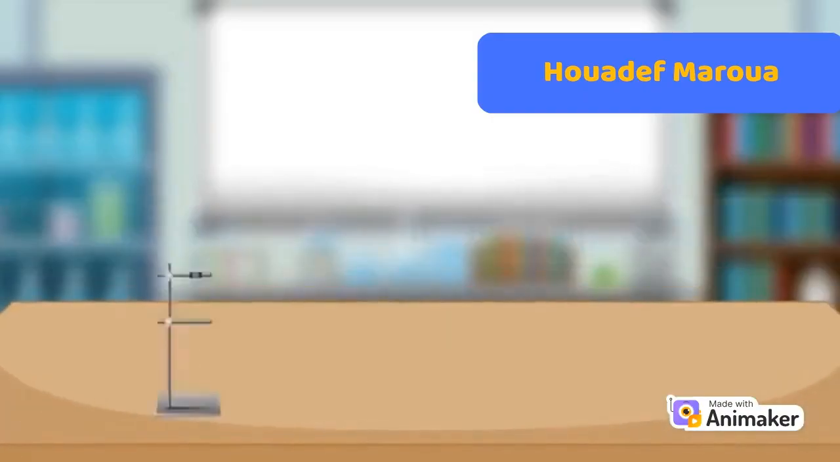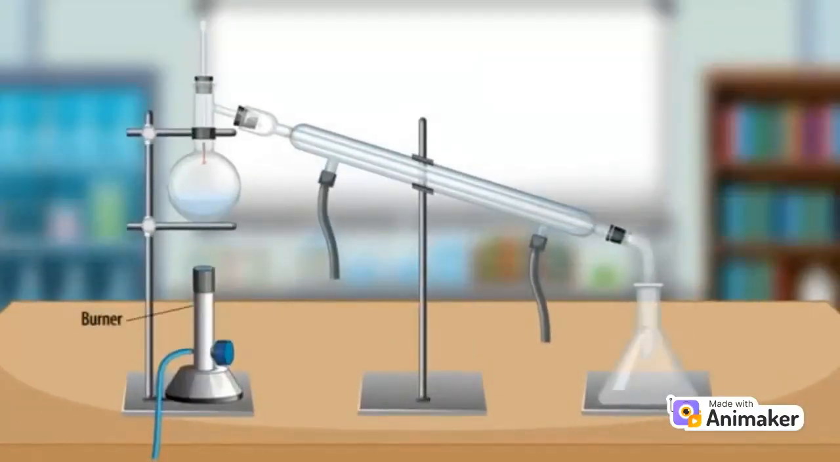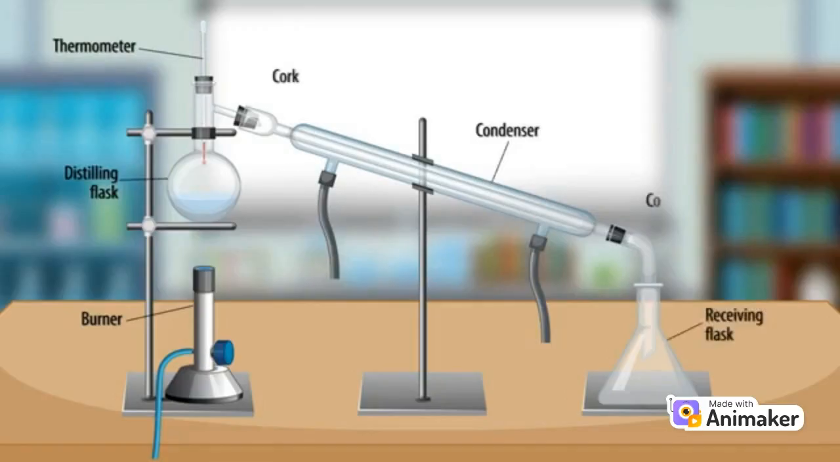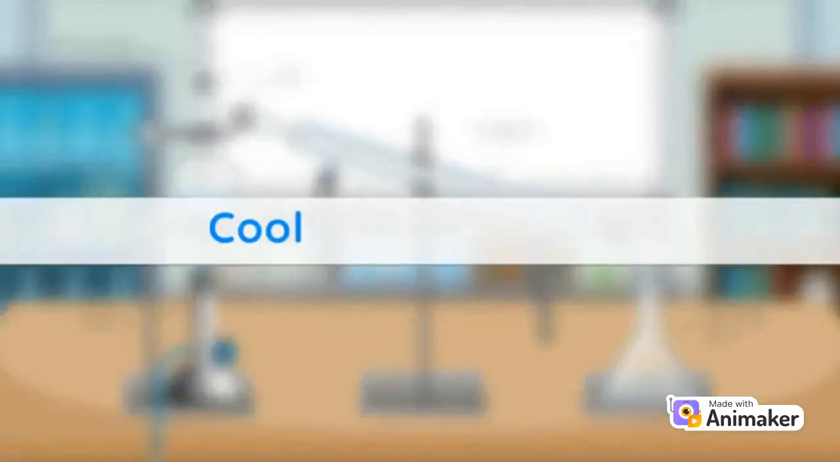The typical distillation apparatus consists of a burner, a distillation flask containing the substance we want to distill, a thermometer, a condenser, a receiving flask, and some clamps to connect the components.